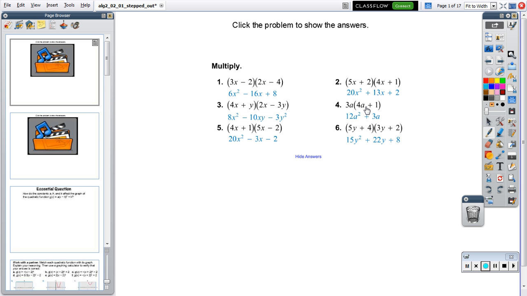Wait, how do you get 16x from the first? Negative 16x? Yeah. If you FOIL everything, you're going to have two like terms. One of them is negative 12x, and the other one is negative 4x. And negative 12x plus negative 4x is negative 16x.